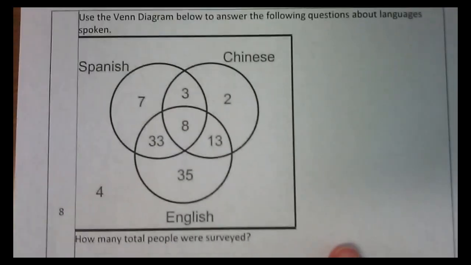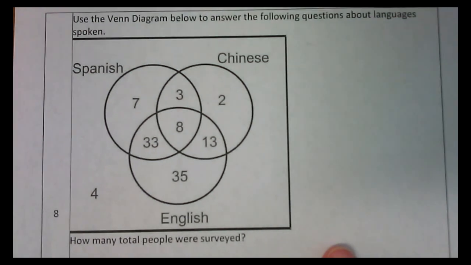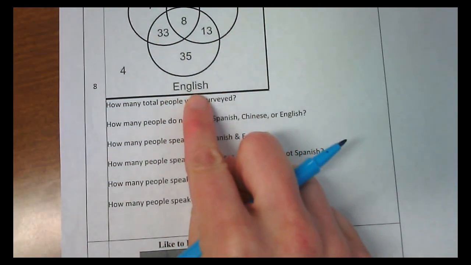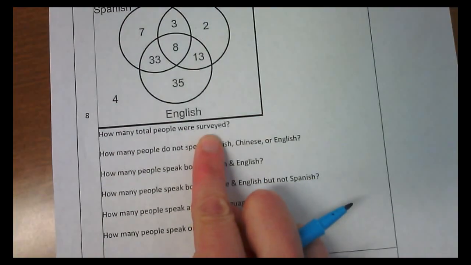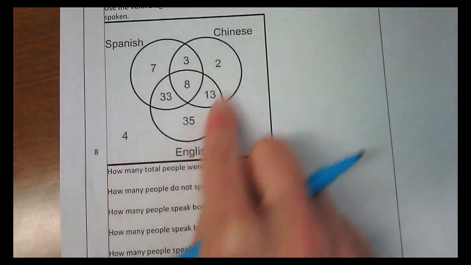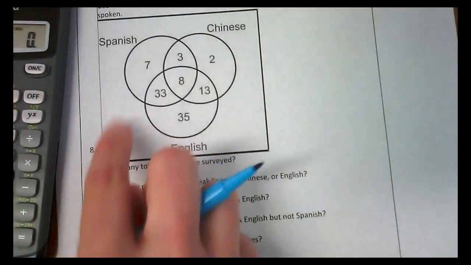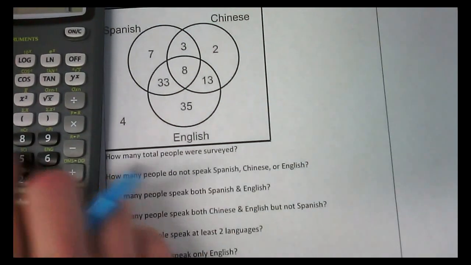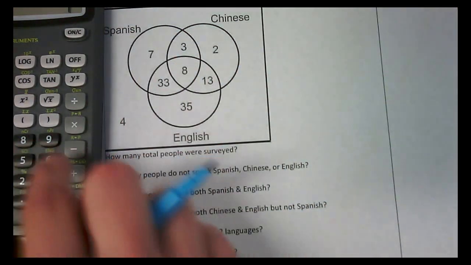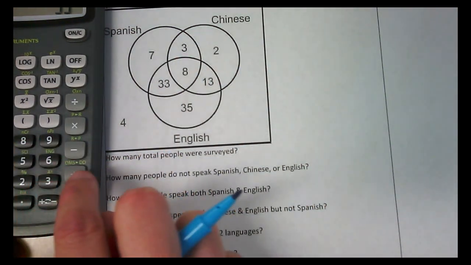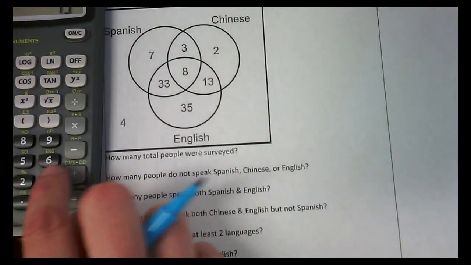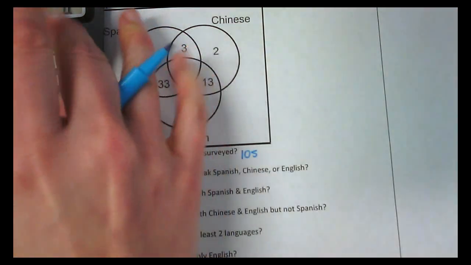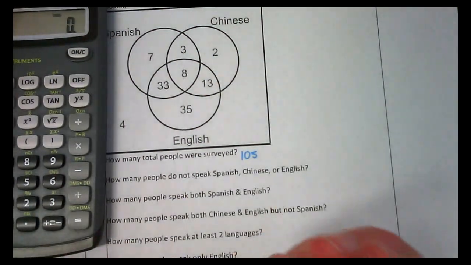All right, the next one, we have another Venn diagram. It says use the Venn diagram below to answer the following questions. So we have languages spoken, Spanish, Chinese, and English. How many total people were surveyed? Well, if we want to figure out how many total people there are, we have to add all these numbers up. The most common mistake is forgetting to add the number on the outside because they were included in the survey too. So I'm going to start with that. 4, and then we add up all of these, 7, 3, 8, 33. Add up these two, and then add up the last one. And I've got 105. Now, because that was a lot, I just want to make sure I didn't mess up, and I'm going to do it again.